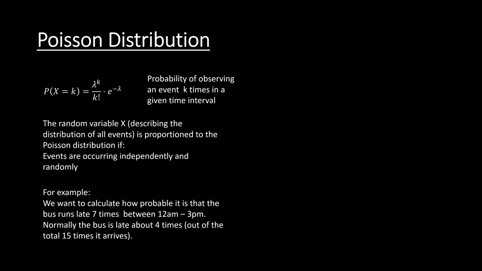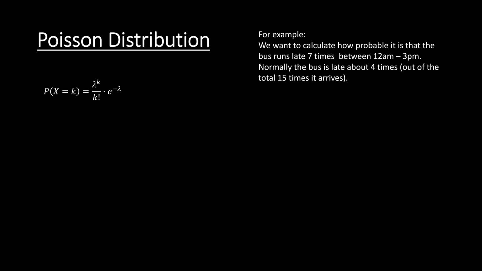Allow us to illustrate with an example. Between 12 a.m. and 3 p.m. the bus is scheduled 15 times, and we know that on average the bus runs late about 4 times in that time period. Suppose that we want to know how probable it is for the bus to run late 7 times. Now, how would we do this?